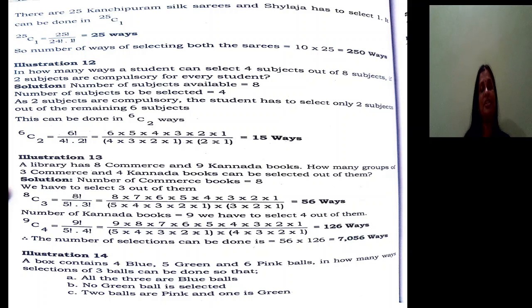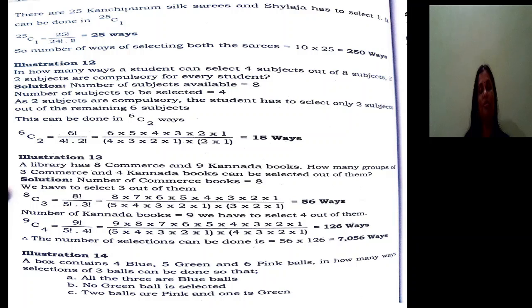So illustration 13. A library has 8 commerce and 9 Kannada books. How many groups of 3 commerce and 4 Kannada books can be selected out of them? So 3 commerce. So 3 out of 8. 8 factorial divided by 8 minus 3 factorial into 3 factorial. So 4 Kannada books out of 9. So 9C4, answer is 126.